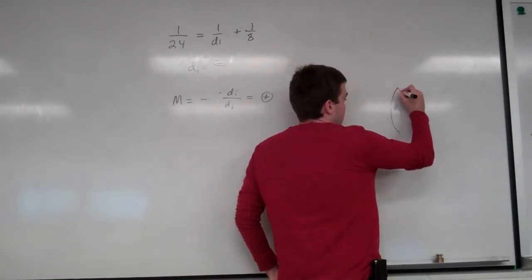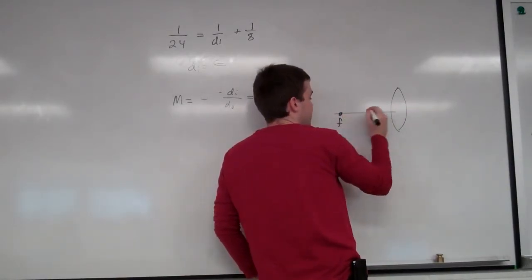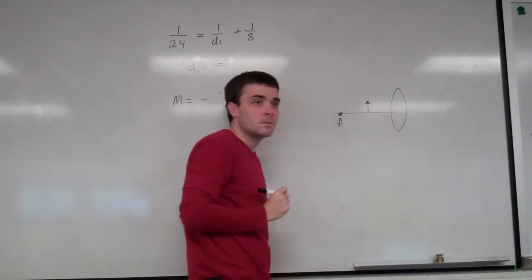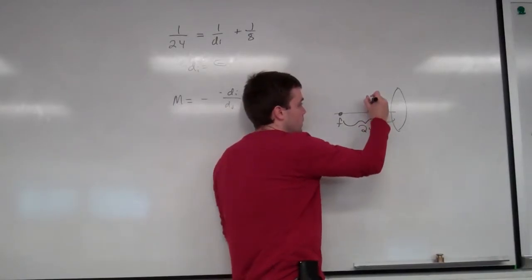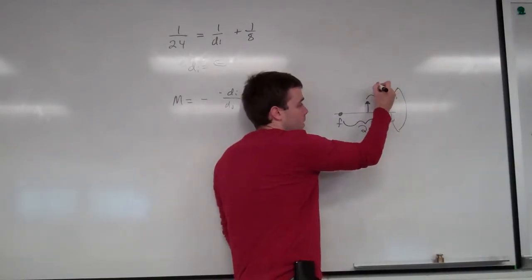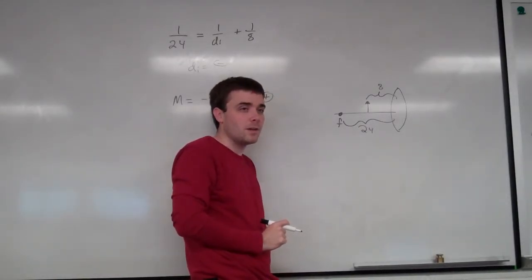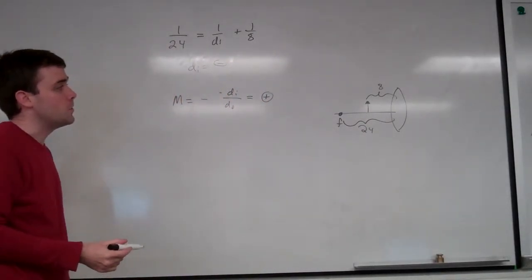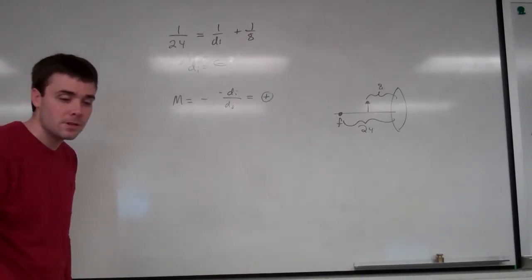So like, here's F, here's where our object would be. In this case F would be 24, and that would be 8. Does that make sense why it's inside the focal length? It doesn't matter what numbers you use, as long as do is smaller than F, because that's what it's saying.